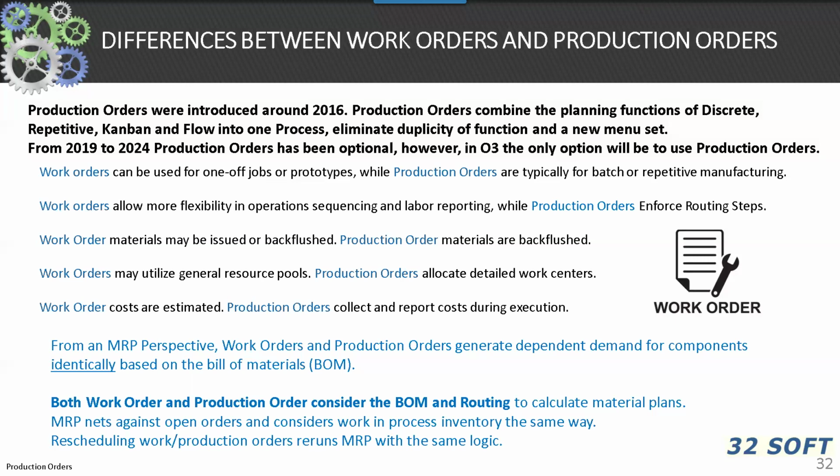There's some differences between work orders and production orders, but from an MRP perspective, work orders and production orders generate the dependent demand for components identically based on the bill of material. MRP nets open orders and considers work in process inventory the same way. Rescheduling production orders reruns MRP with the same logic.